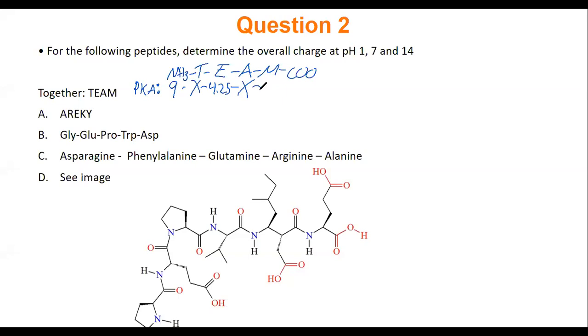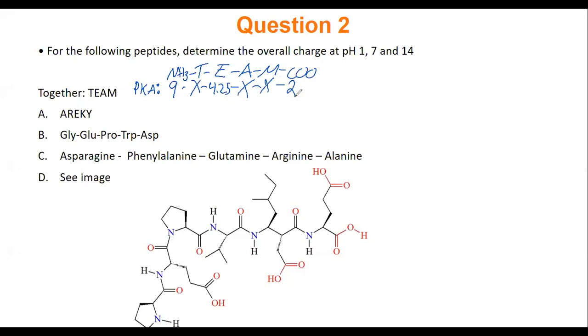Methionine does not have a side chain pKa. Then the C-terminus. We're going to say all C-terminuses are 2, again like the N-terminus. They're all different, but we're just going to say they're 2.